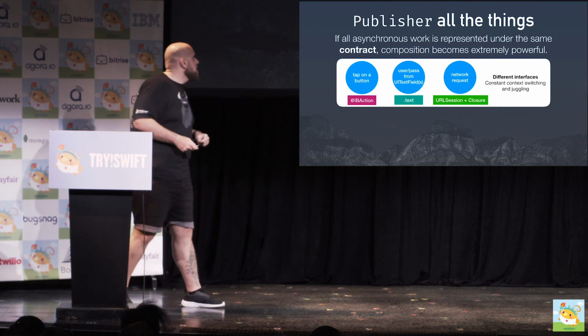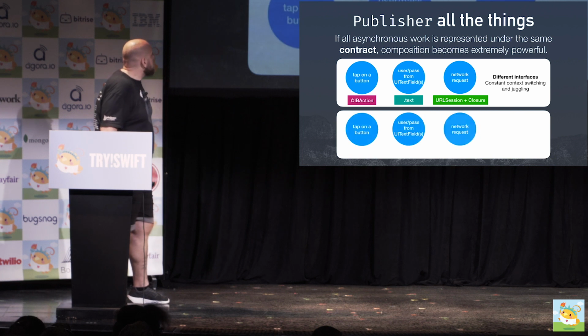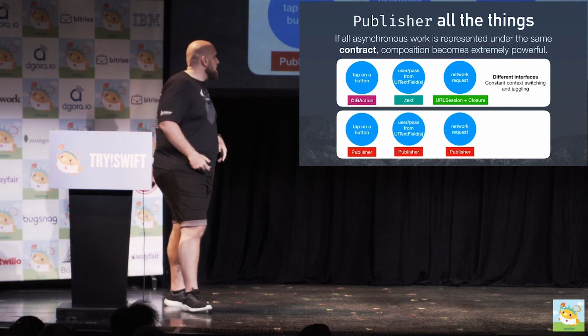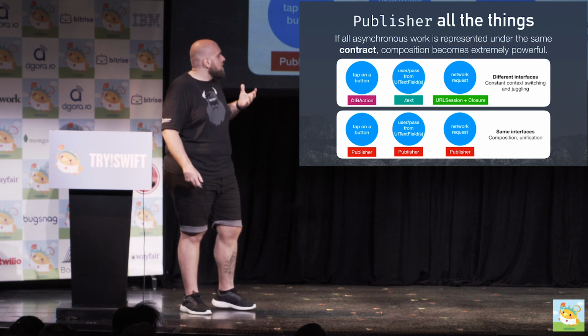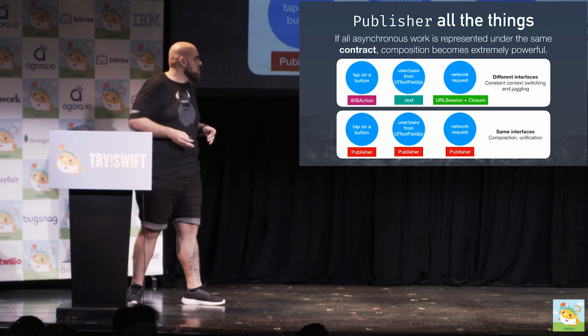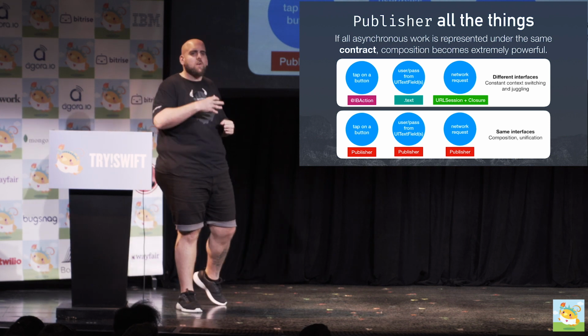and put them together. As opposed to it, Combine takes all of these things and puts them under the same type of interface. All of them are a publisher. So once you have everything under the same interface, composition is very, very easy and very powerful. And you get a unification of how you deal with work across your app.